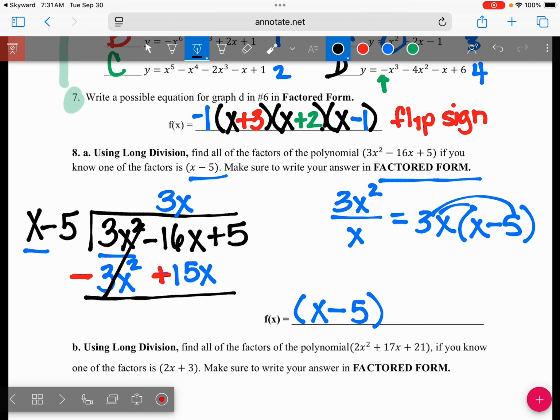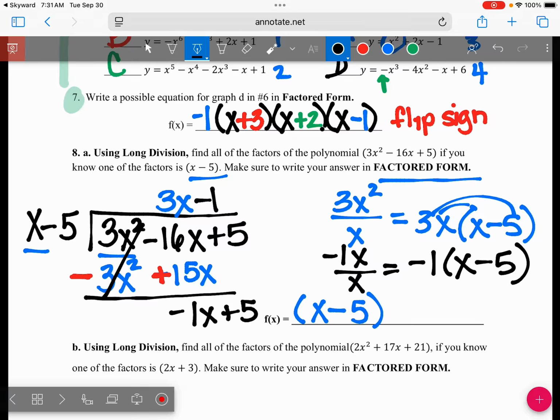Negative 16 plus 15 would be negative 1x. Bring down the plus 5 and repeat the process one more time. You only have to do this rotation twice. So we're going to take the negative 1x and divide it by x. That gives me a negative 1. I'm going to put that on the roof. Then I'm going to take that and multiply it by x minus 5.